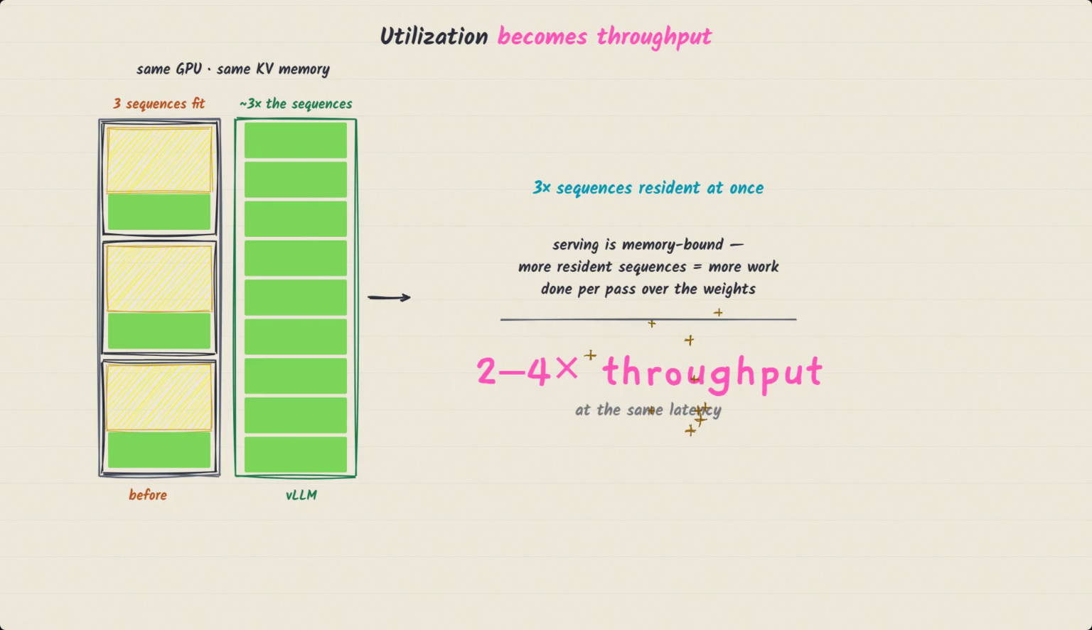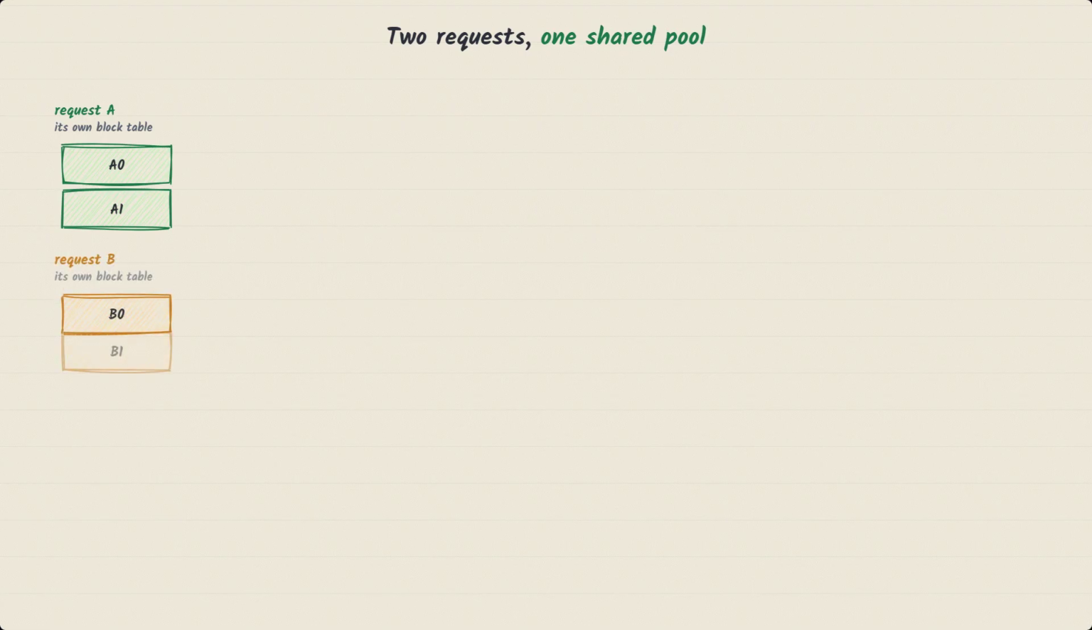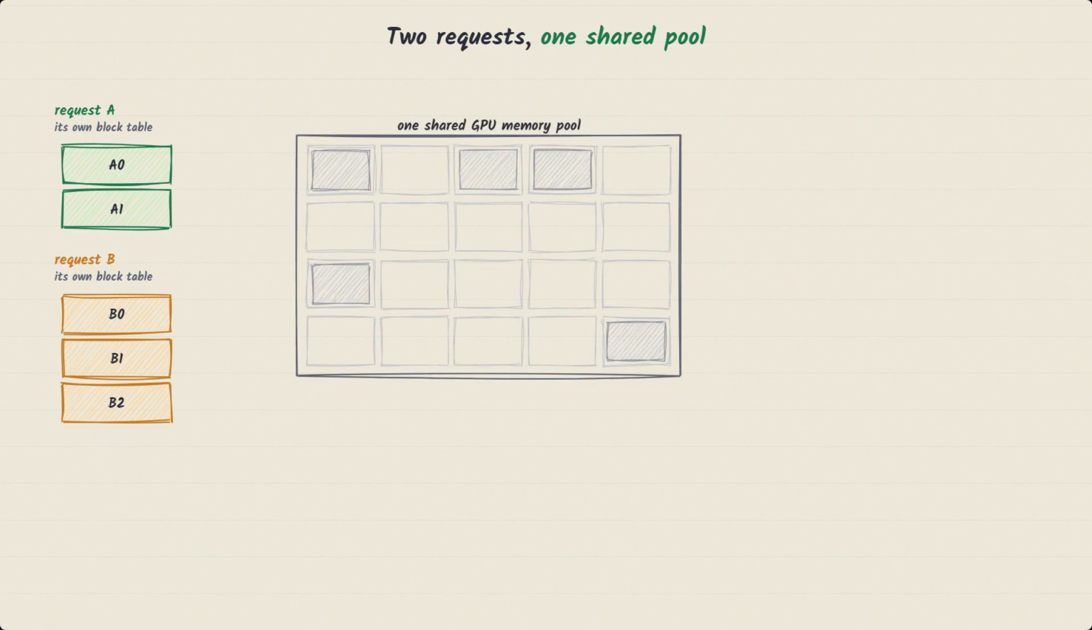The 2 to 4 times headline isn't a new kernel making math faster. It's simply fitting the request you already had into memory you were already wasting. And multiple requests just coexist in one shared pool. 2 sequences' logical blocks map to physical blocks interleaved anywhere in the same GPU memory region.